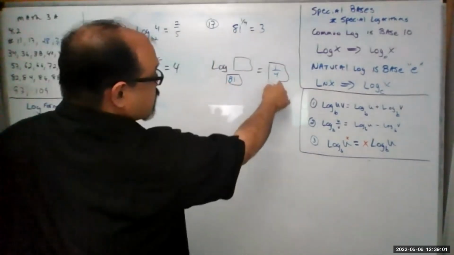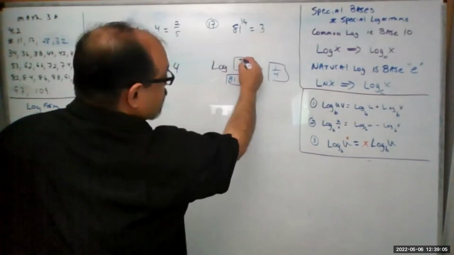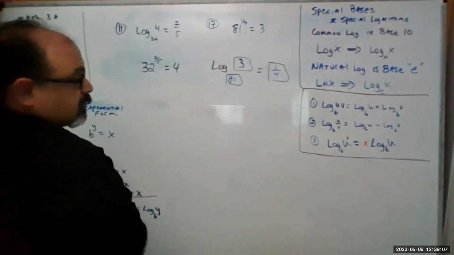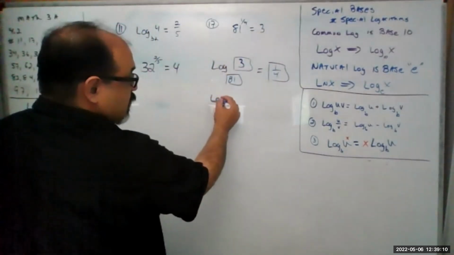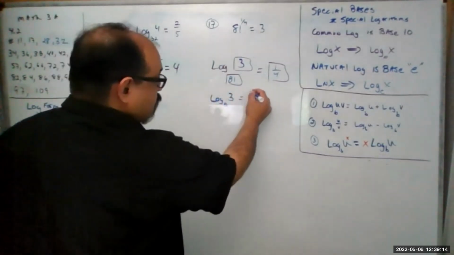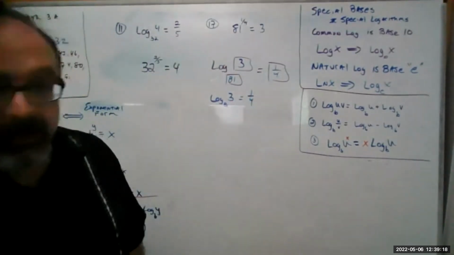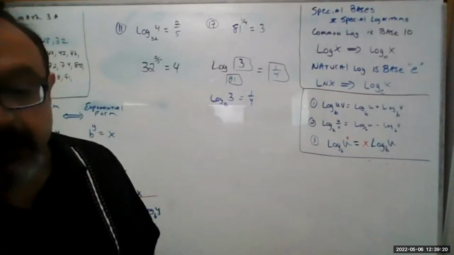Base to the across equals what's inside. So the equals what's inside, that's what goes in your logarithm. So your final answer just looks like log base 81 of 3 equals 1/4. That's what you do. Now, as I write up the next set of problems, I'm going to pause in between.